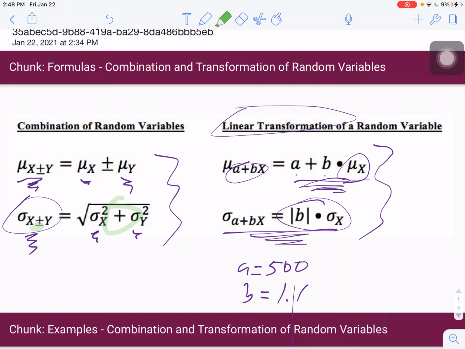All right, so that was an example of a linear transformation of a random variable. Number 1 and number 2 were combinations of random variables. Number 1 was addition, number 2 was subtraction, and this third example was a linear transformation.